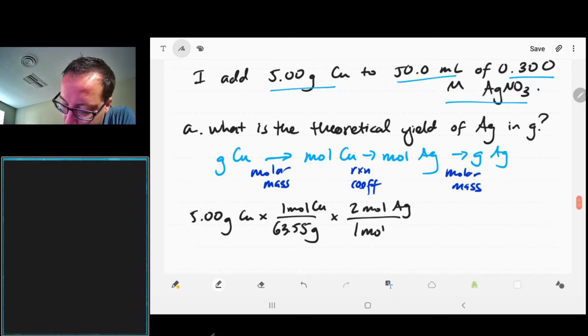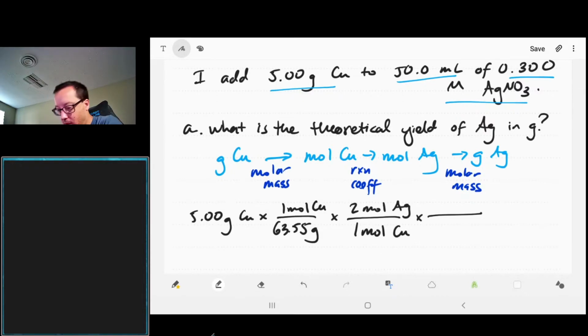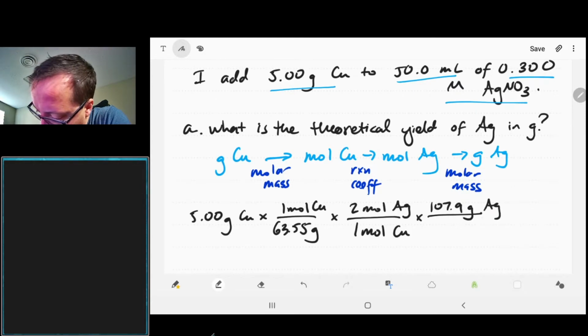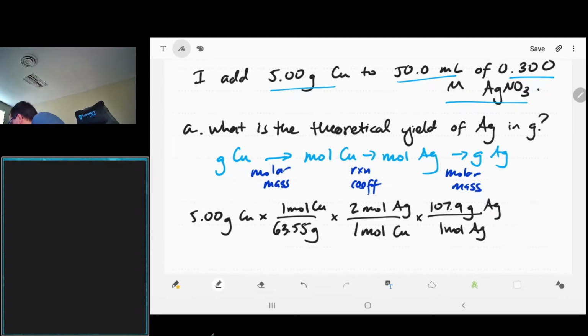We have our mole ratio, and then we have silver's atomic mass, which is 107.9. Alrighty, so we can go ahead and do this. So 5 divided by 63.55 times 2 times 107.9.